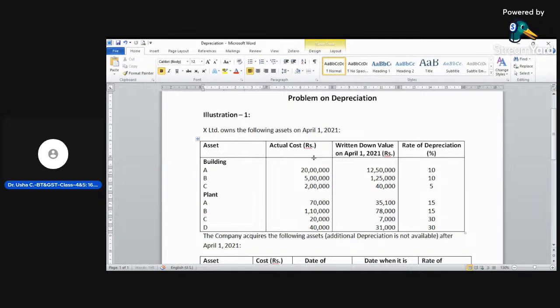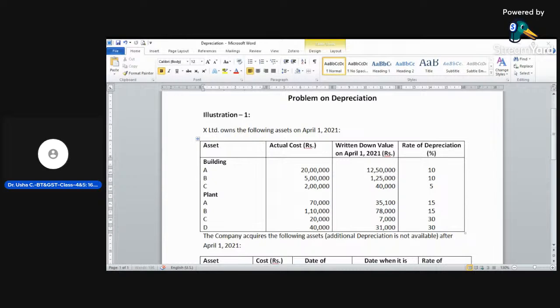See here, you can understand clearly, there are only two types of asset: one is building and the other one is plant. But we cannot categorize only based on the type of asset. We have to look into the rate of depreciation as well. Why? Because the assets having the same rate of depreciation will be categorized as one block. Correct?